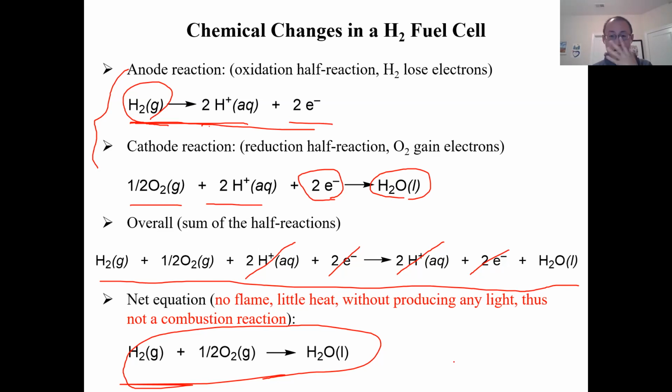But here, because the reaction happened in a cell, we don't see any flames. We only have a little heat. We don't need to supply or produce any combustion. We don't need to ignite the whole thing. We basically run the reaction smoothly, heatless or flameless, and of course, the energy produced will be electricity. So this page shows you the equations, not only the half reactions, but the overall reaction for what is happening for hydrogen fuel in a fuel cell.